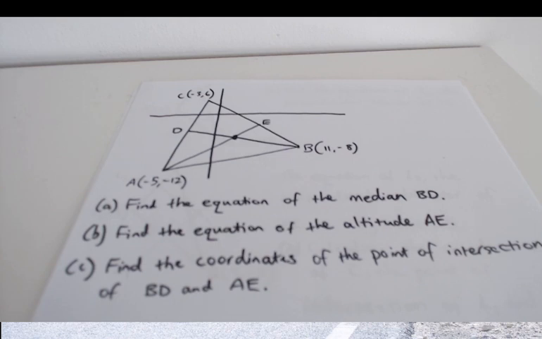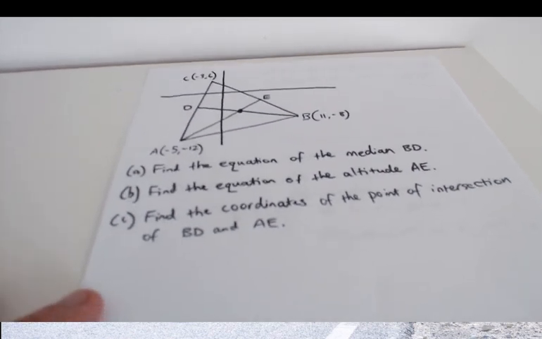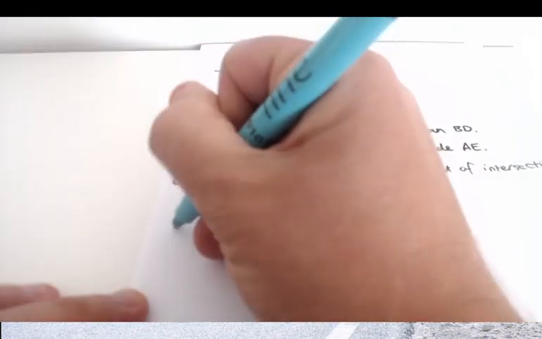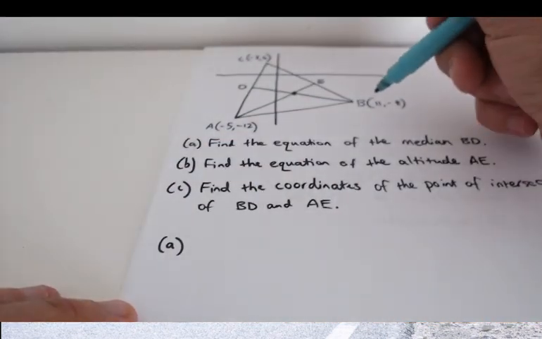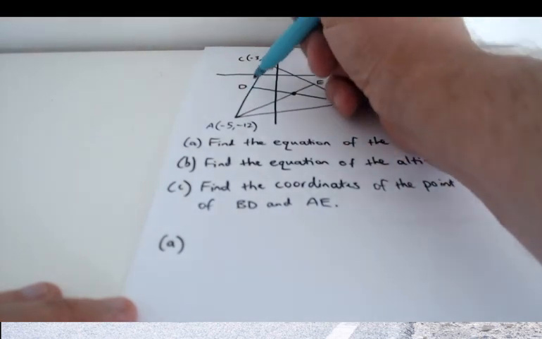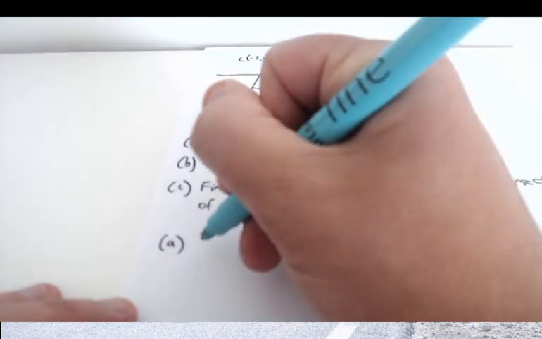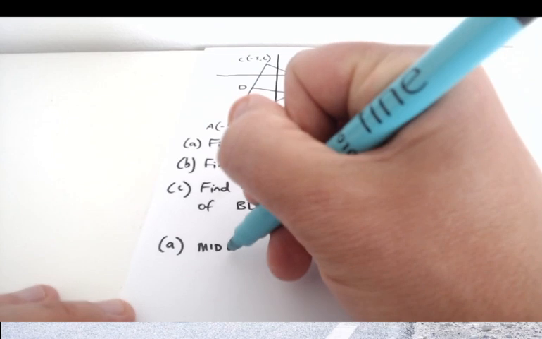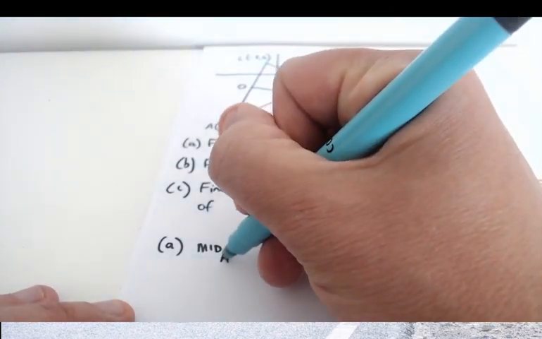So you need to try and remember how you would find the median. We covered this fairly recently. There are a couple of steps for doing the median, and you need to remember how to do that. That's one of your jobs. So for part A, the median goes from B to the midpoint of the opposite side. So I want to find the midpoint of AC.